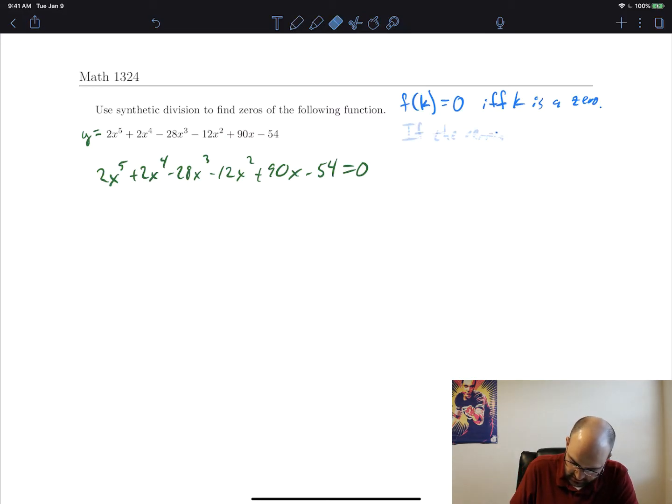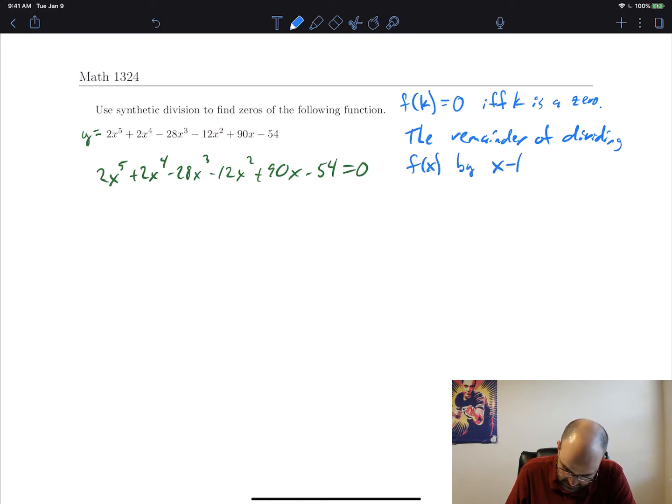well, let's say it this way. The remainder of dividing f of x by x minus k is f of k. So what that really tells me is that if I use synthetic division and I have a remainder of 0 at the end, then the value that I'm looking at is in fact a 0 of that function. And it actually tells me that x minus k is a factor of that function.